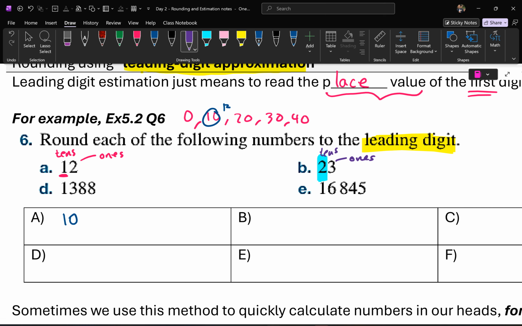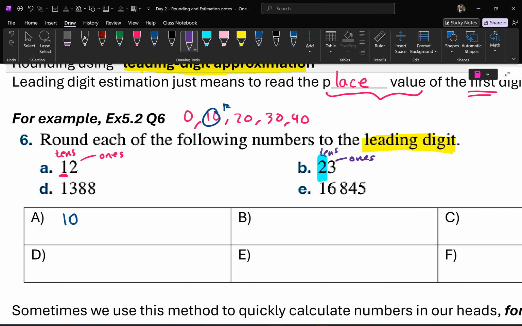So then you go through the tens multiples. You go 0, 10, 20, 30, 40. Now 23 is somewhere here. True? 23 is clearly between 20 and 30. But which of these tens is it closer to? 20. Very good. So the answer for B, rounding to the first digit, is that it's closer to 20 than it is to 30.